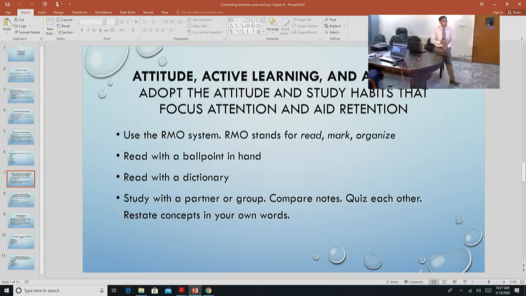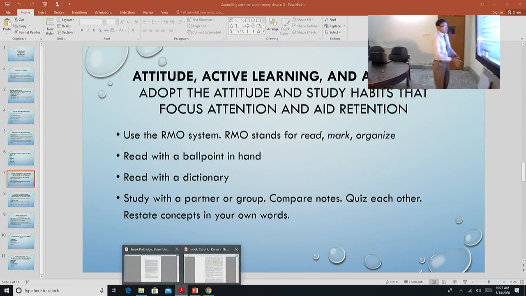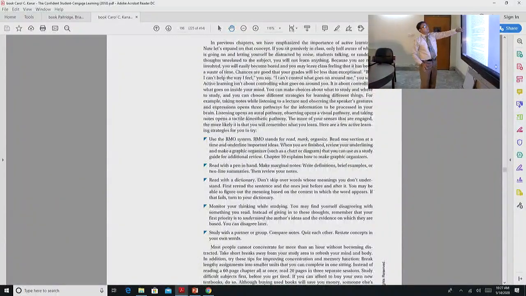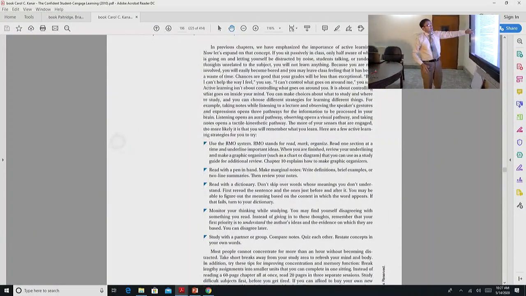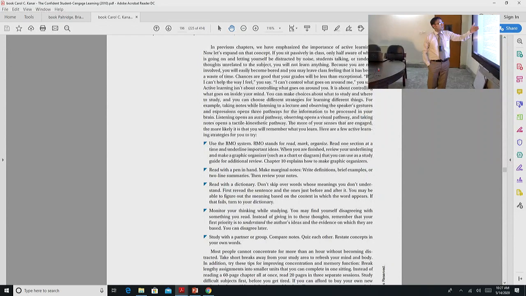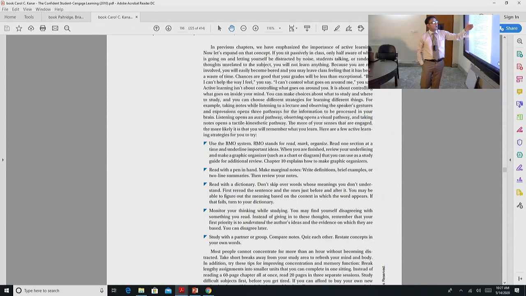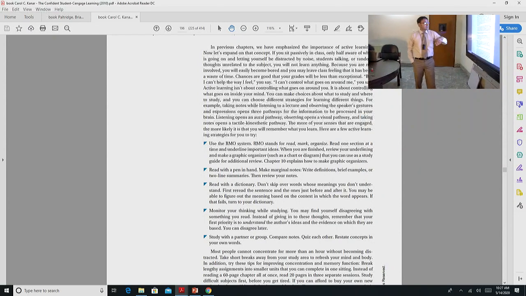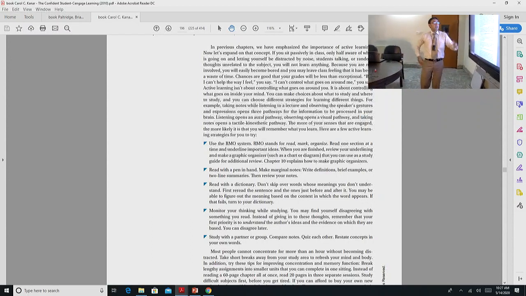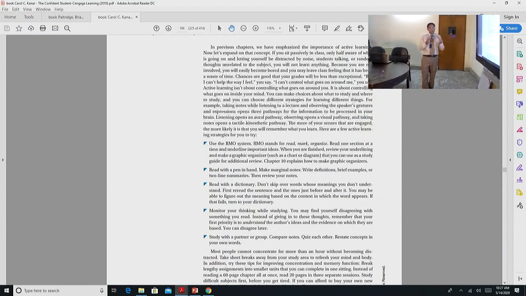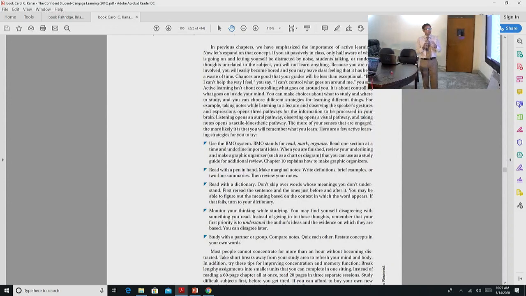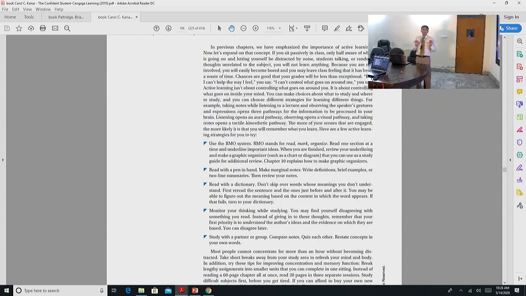For example, if we look at the book, page number 196, he talks about using the RMO: read, mark and organize. So read with a pen in hand, make marginal notes, write definitions, brief examples or two-line summaries, then review your notes. So this is very important, that you are taking notes.